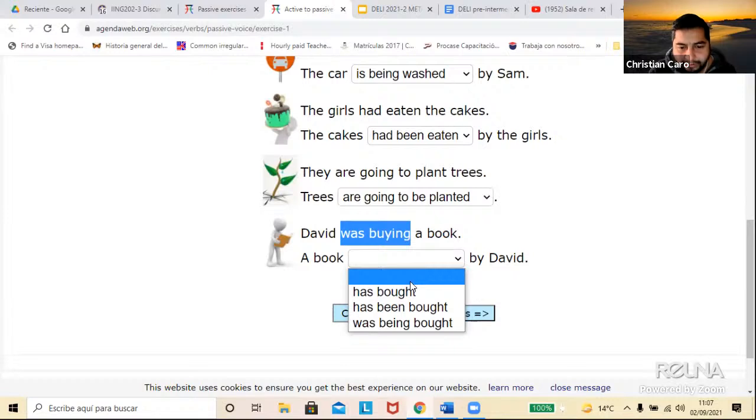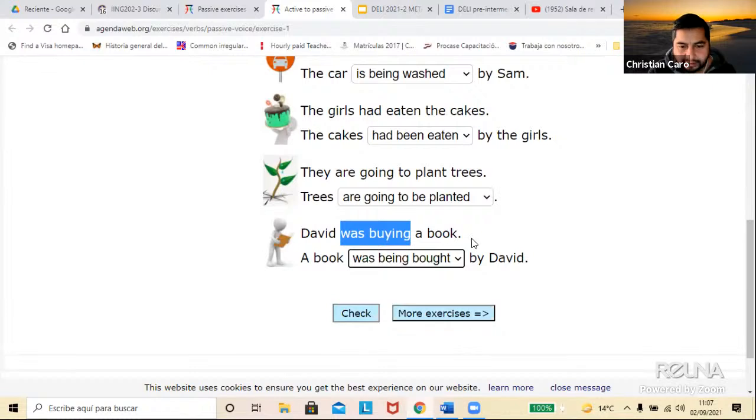Y tenemos, a book has bought by David. A book has been bought and a book was being bought by David. La Vale dice, a book was bought. El Derek dice, was being. La Fran dice, was being. All right, was being, was bought by, yeah. Was bought. Ya, ¿qué más? Was being, la válida, ya. Este de acá. All right. Ya, en este caso están todas contestadas.